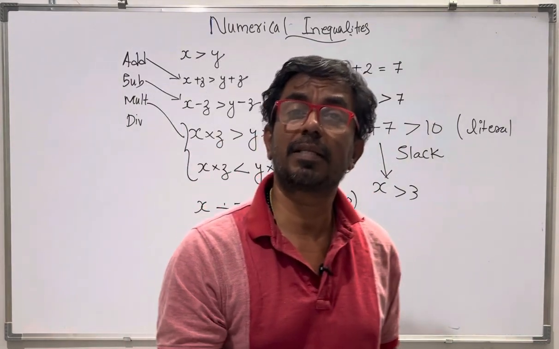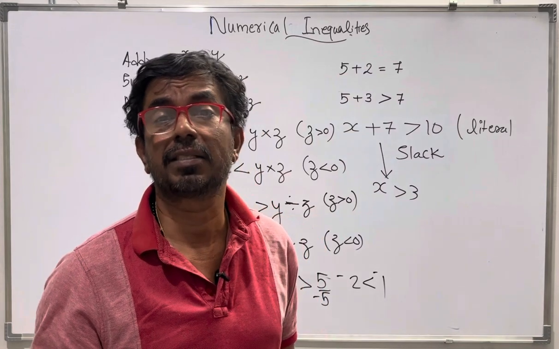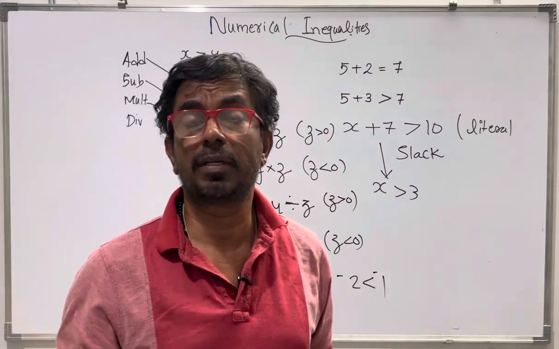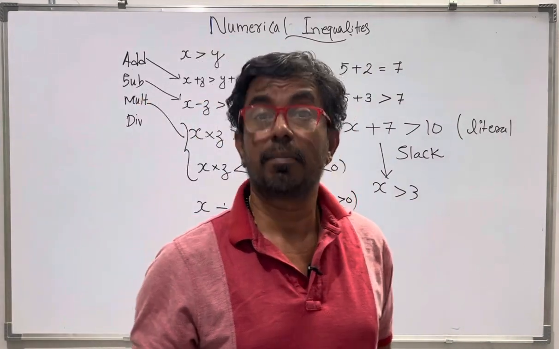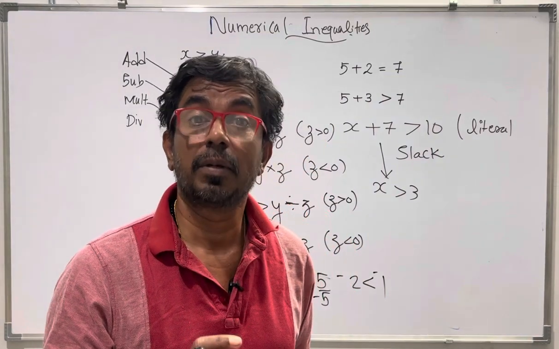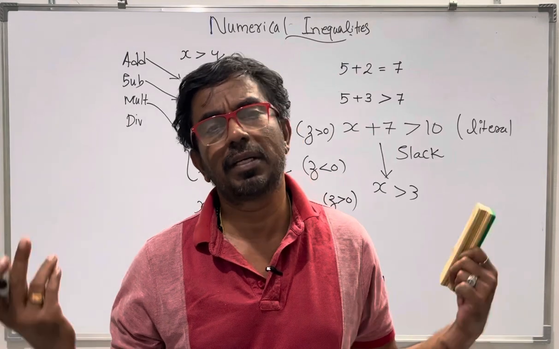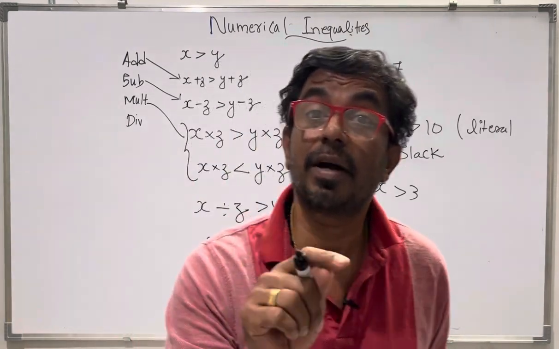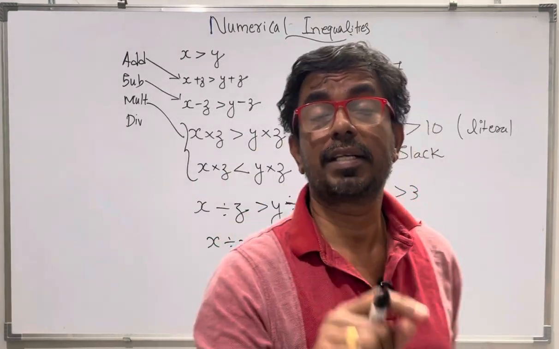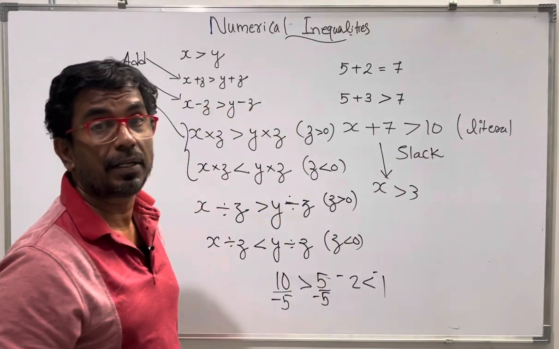You can subtract the same real number on LHS and RHS. Do not worry about the inequality sign, it stays as it is. But in multiplication and division, if it is with positive numbers, the answer is the same, it doesn't change the inequality. But if you are dividing or multiplying with a negative number, you have to flip the inequality sign.